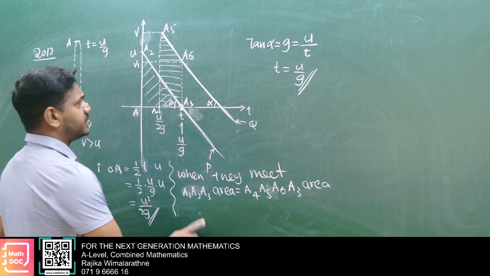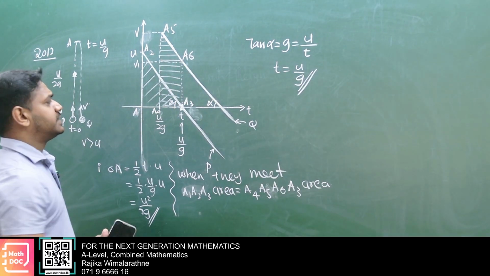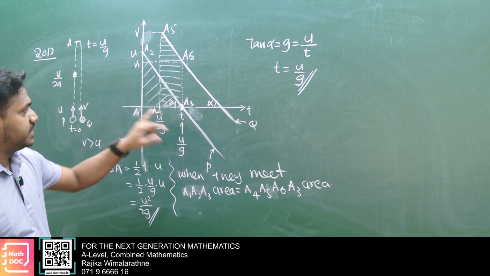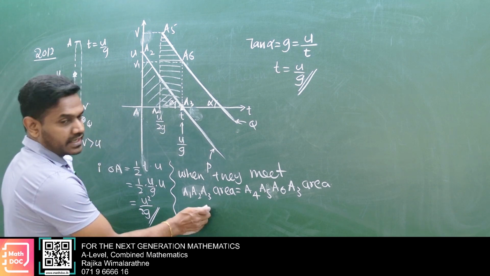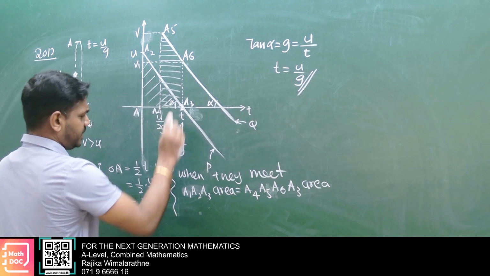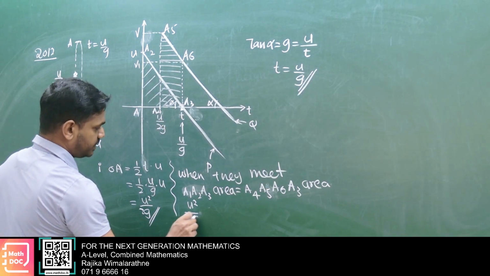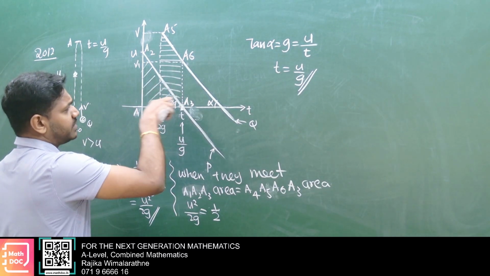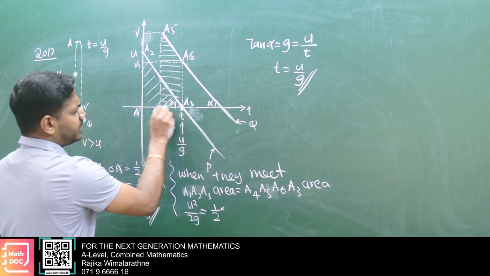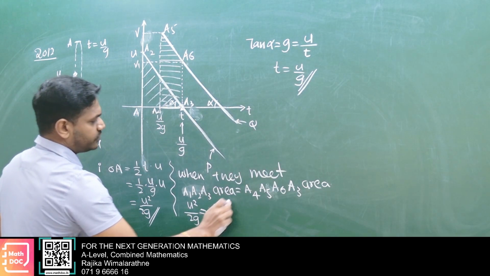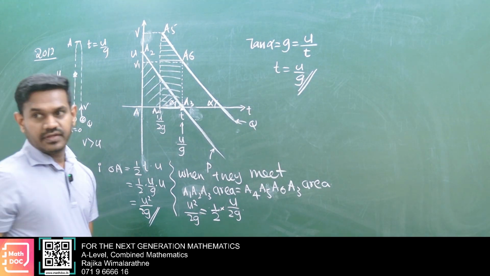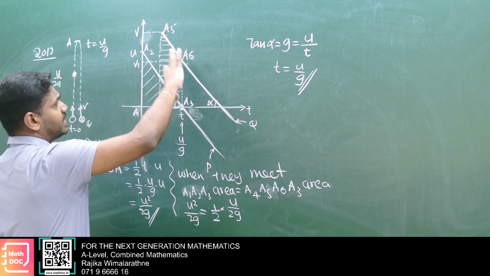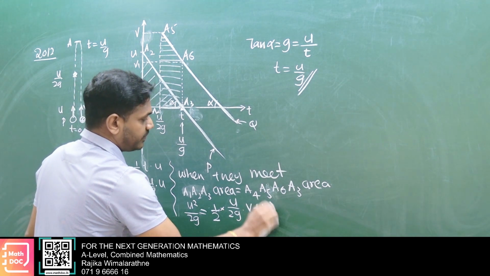Okay, here is one relation. Again, when you consider this time, it is known, u over 2g, here u over g. Now find the area relation. Then the triangle area is u squared over 2g, no? Then the trapezium area is half into this time, u over 2g, into v plus v1.